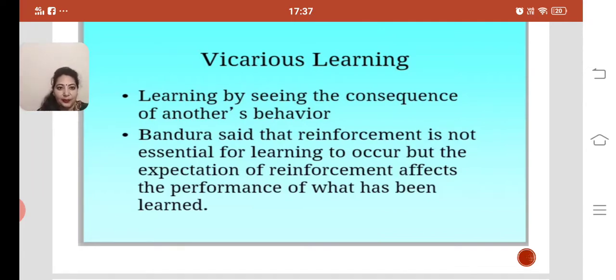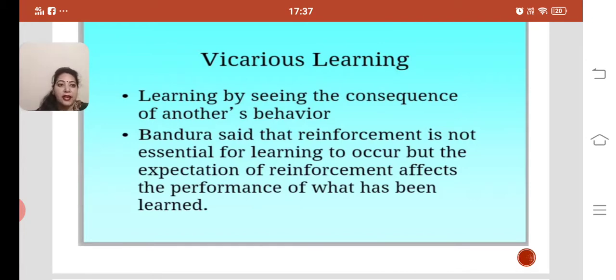Vicarious learning is also observational learning, the second name of observational learning. Here, learning is by seeing the consequence of another's behavior. As we have studied here, the children learn by seeing the rewards or punishments the model gets. And then they imitate that behavior.